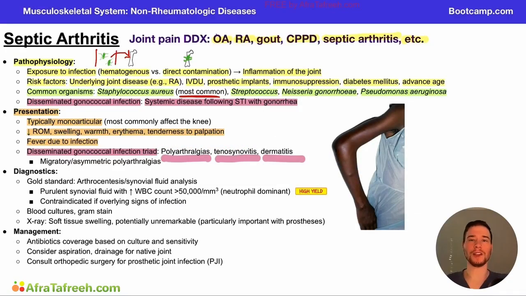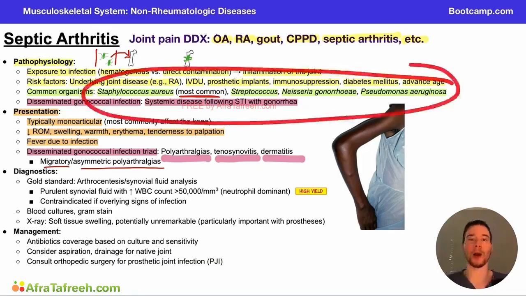So key differentiating feature here, this is migratory and asymmetric polyarthralgias. Again, these are going to be key points when we're differentiating, what's the most likely bug for this patient? Is this a 65-year-old with left knee inflammation, joint swelling, fever? Or is this a 25-year-old with left knee and right shoulder inflammation, joint swelling? Well, that's going to change what we think the most likely bug is, the most likely etiology when we think about our common organisms here.